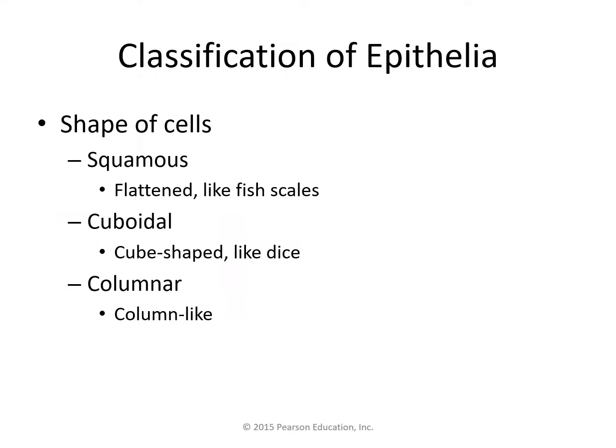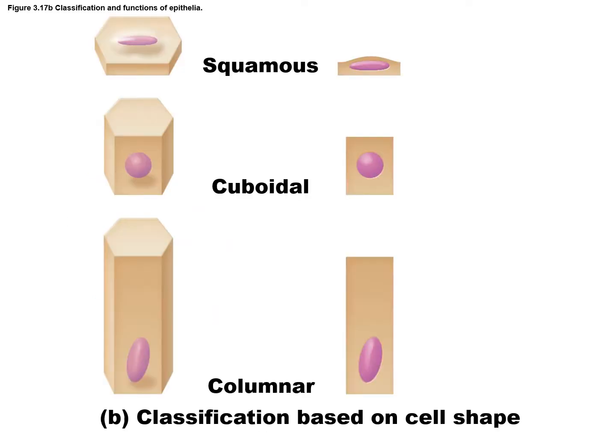Tissue can also be classified by its shape. If it's flat, square-shaped cells, that's squamous. If it is cube-shaped cells, these are cuboidal. And if it's a column-like cell, it's columnar. So these are the shapes of cells.